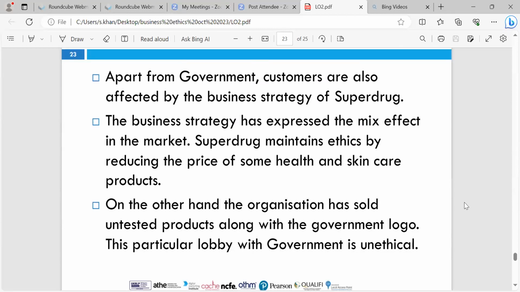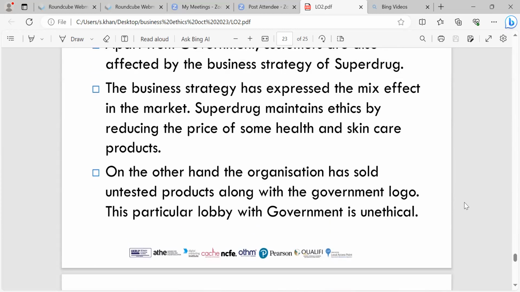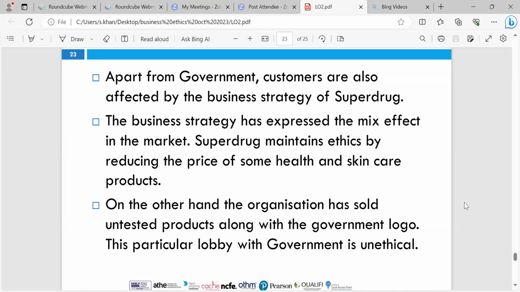Stakeholders and customers. Apart from government, customers are also affected by the business strategy of Superdrug. The business strategy has had a mixed effect in the market. Superdrug maintains ethics by reducing the price of some health and skin products. On the other hand, the organization has sold untested products along with the government logo, and this particular lobby is unethical. If they're selling something that's unethical, then the organization has to be told, because sometimes it is difficult to sell products that are not tested on animals, especially for Superdrug with makeup.